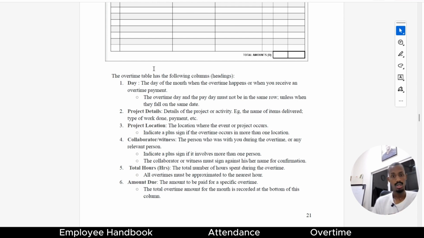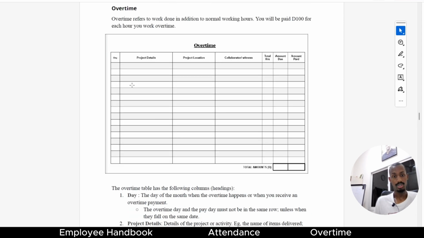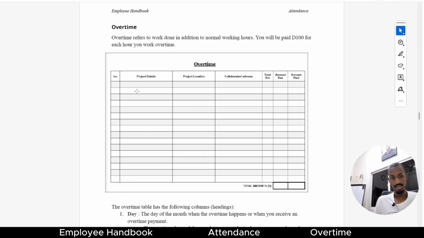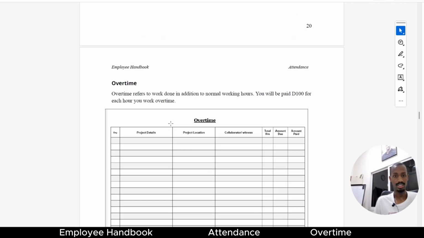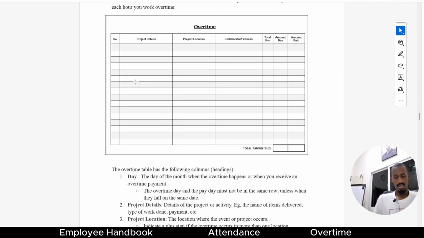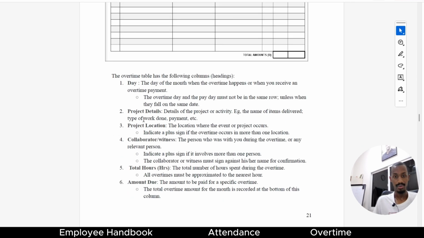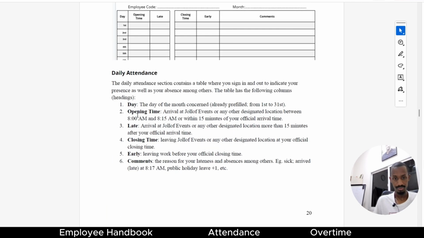So when you are paid overtime as well, you record it here. For example, if you are paid today, 7th of July, you put the 7 and you put your payment, and so on. I'll tell you how it is done. If you record overtime, you record it in one row, and payment you record in another row, unless they fall on the same date. I will explain further about that as well.